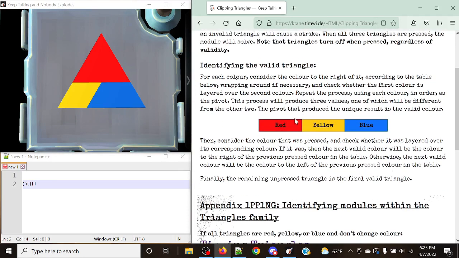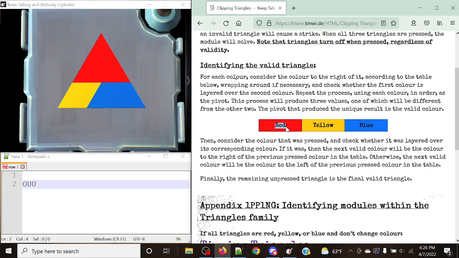So now, this process will produce three values, one of which will be different from the other two. And the pivot that produces the unique result is the valid color. With this in mind, we're going to simply press this color, in this case, the odd one out. And here, the odd one out is going to be represented by the one that was over, which in this case we said was red. This was our over one.